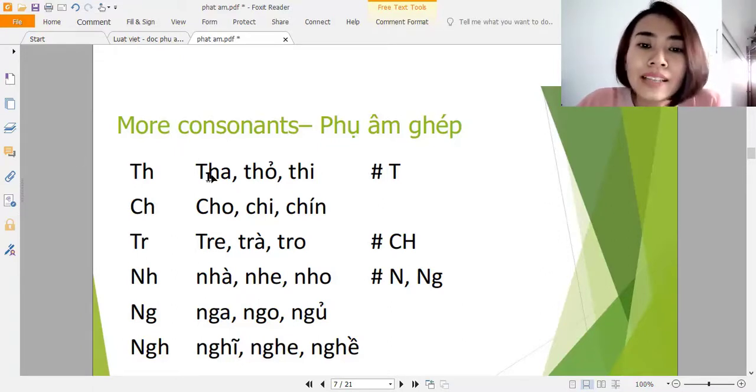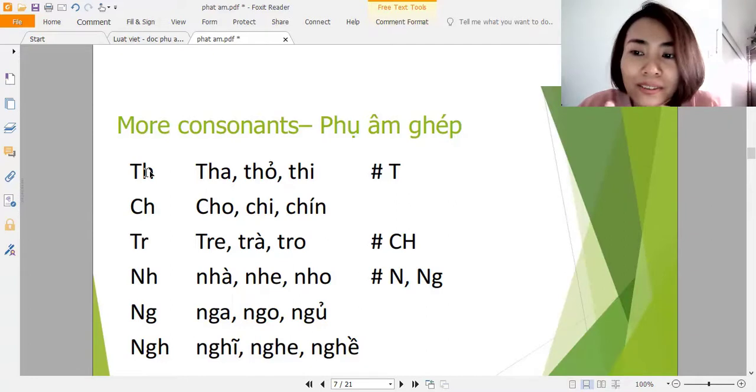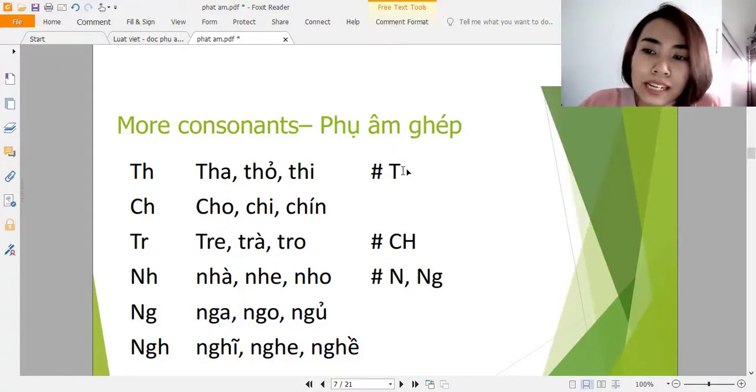For example, ta, ta, ti. Kind of different with the ta, but it has air. So when you see here, the T with H has air, so it is more air to that consonant. Ta, ta, ta, T. Okay, different with T, okay? Pay attention on that. This is ja, ja, like ja, ji, jin.